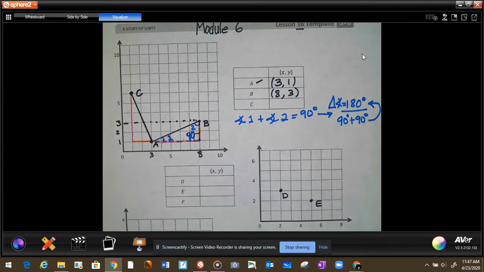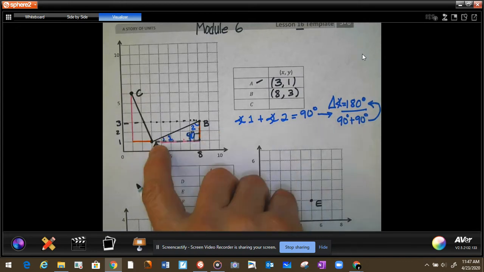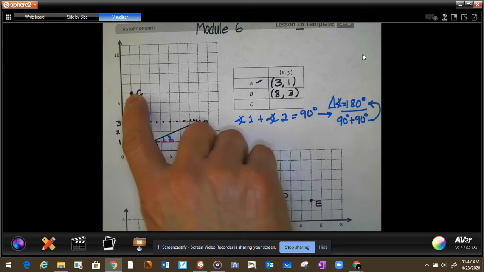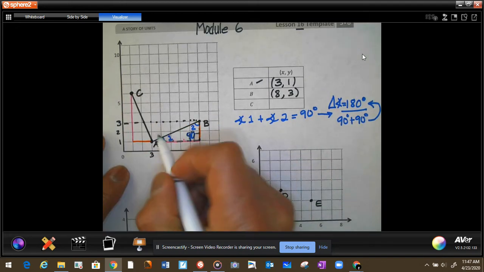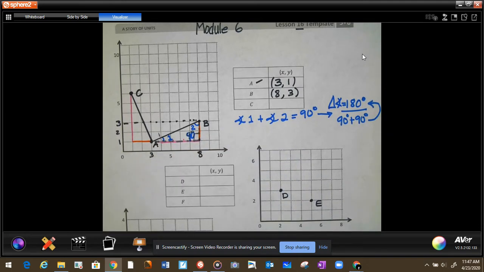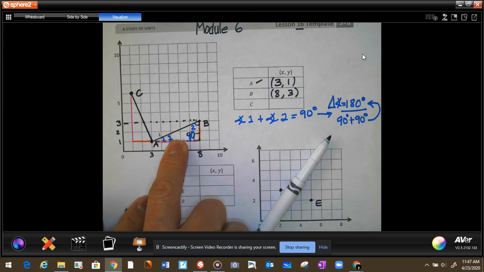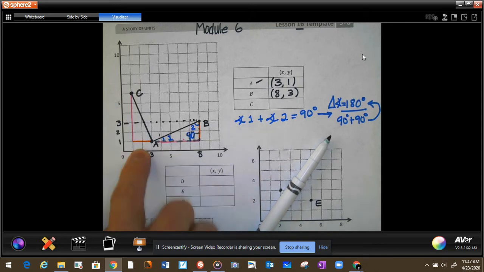Now, how do we know? Well, if you look at it, this is now a perpendicular line. The segment AC is perpendicular to AB, and that creates a 90-degree angle right here inside. So now, did you see how this little triangle helped us create the perpendicular line?